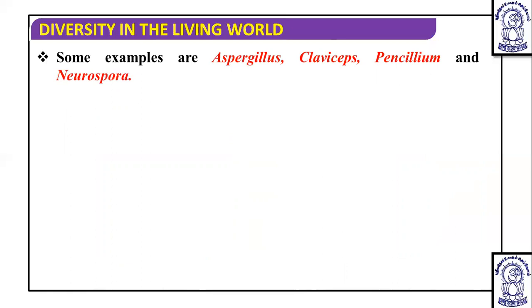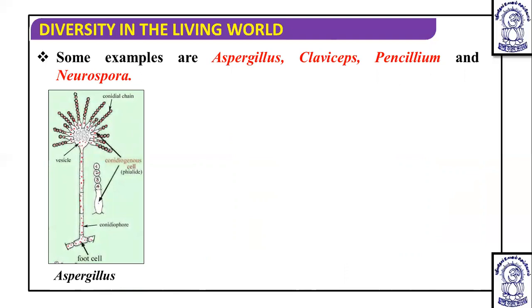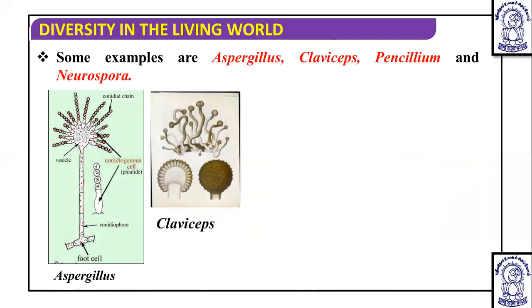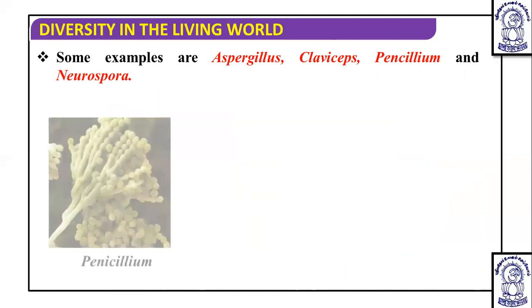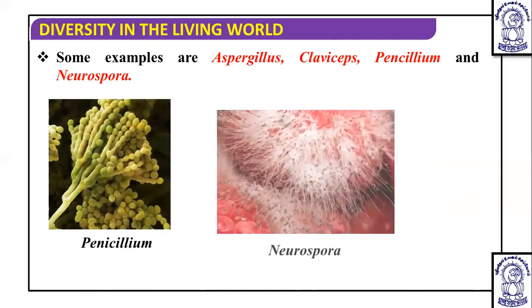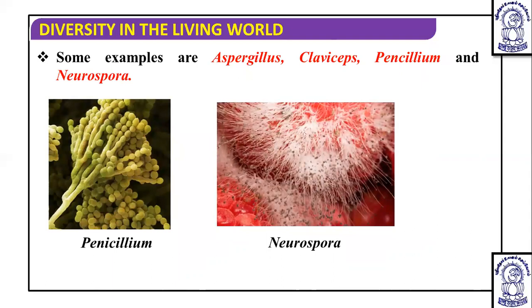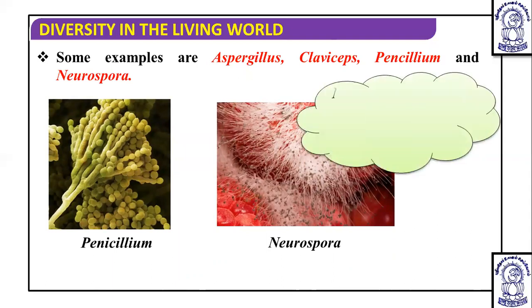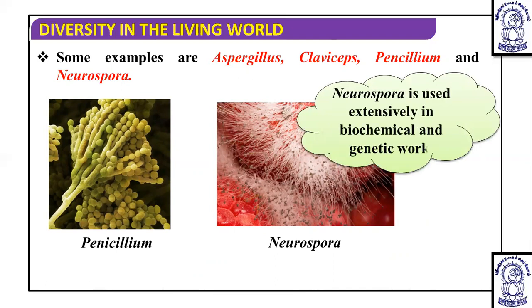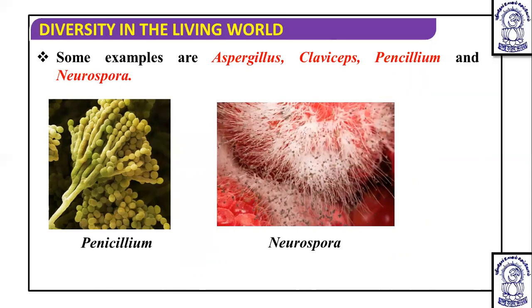Some examples of ascomycetes are Aspergillus, Claviceps, Penicillium, and Neurospora. Now, we have to discuss some importance with respect to all of these, then we will go further. Here, the diagrammatic view of Aspergillus is like this. Claviceps looks somewhat like this. Then Penicillium looks like this. Then Neurospora looks like this, and it is pink in color. We will study that it is known as pink mold. Neurospora is used in extensive biochemical and genetical work, and due to this, Neurospora is also known as the Drosophila of the plant kingdom.